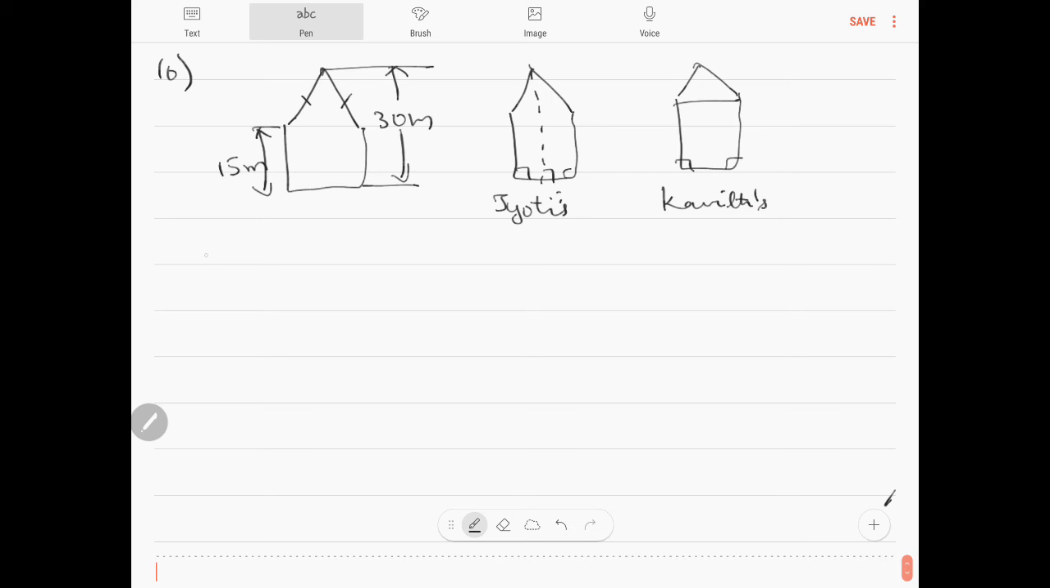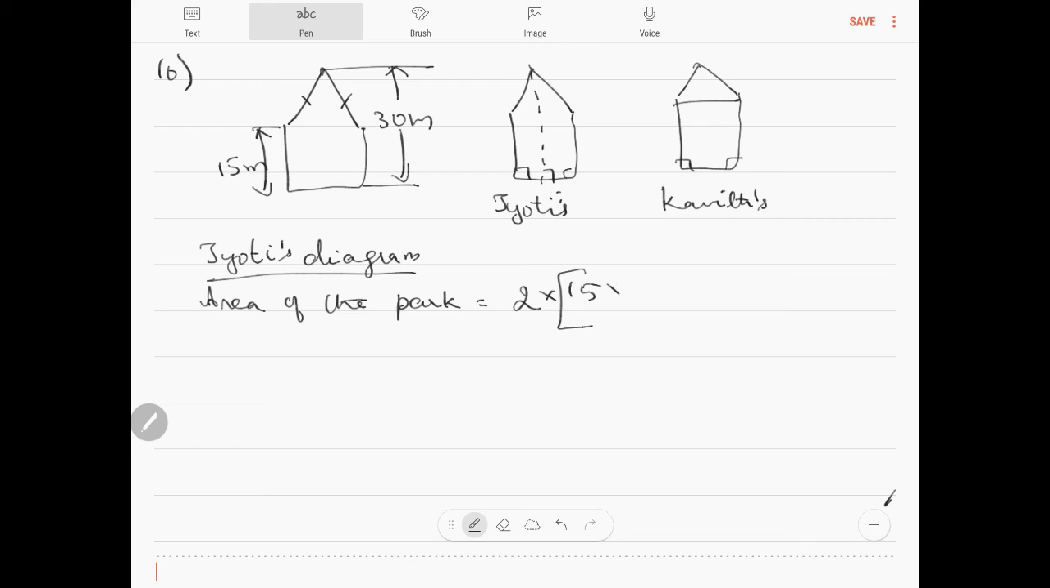Now, according to Jyoti's diagram, area of the park is 2 into 15 into 15 plus 30 by 2 into 15 by 2, which is 675 by 2, which is equal to 337.5 meter square.